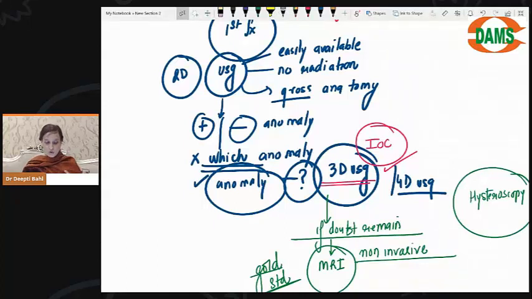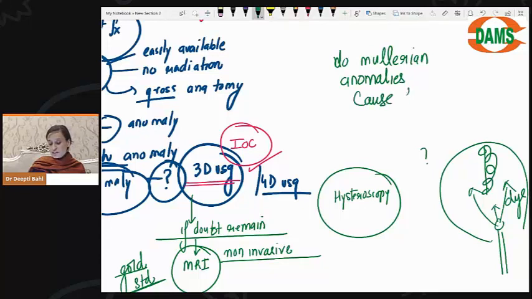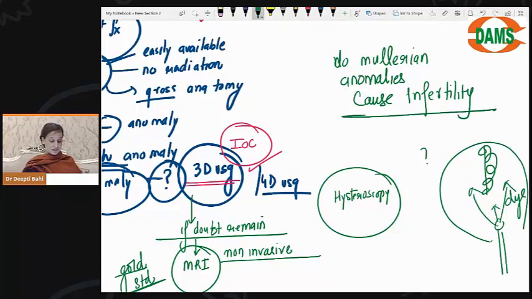Now, a very, very important thing, and let me see if you understood well or not. Do Mullerian anomalies cause infertility? Do Mullerian anomalies cause infertility? What is the answer? Go with concepts, no mugging up. In my class you only have to use your brain, and use it from the basics. So come on, tell me.